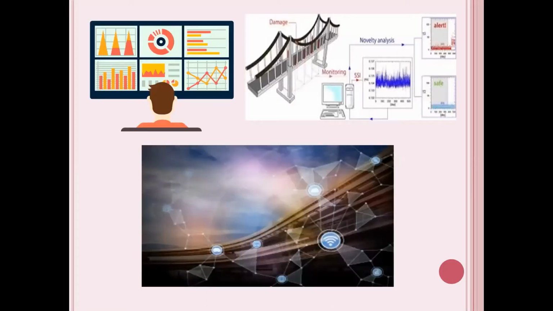So here are some pictures about structural health monitoring. The first two pictures are of monitoring. The first picture is showing a person monitoring everything. The second picture is showing the sensors which are used to sense the damages on the bridge, and the third picture is of a smart city. So this is a basic simple idea of a smart city, where the Wi-Fi, the vehicles, everything is connected to each other.